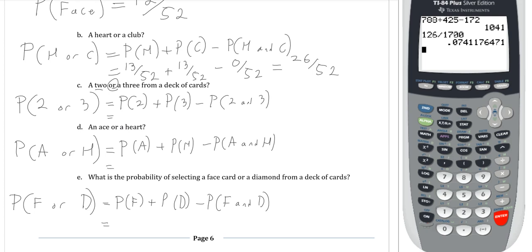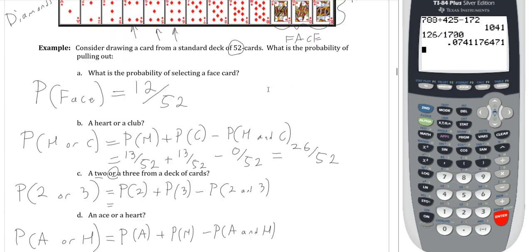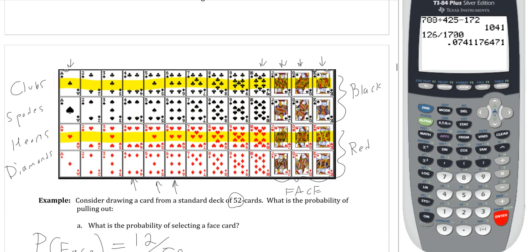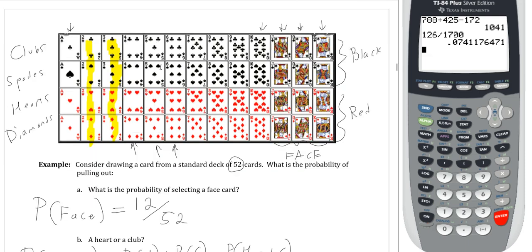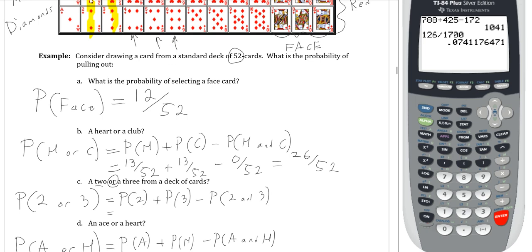So for 2 or 3, I look up at my list of cards, and I see for 2s and 3s, I see that there are these 4 2s here, and for the 3s, I see these 4 3s. When I shaded, I did not see anything in common between the two, so there is no overlap. Overall, that means that they're disjoint again, so it's 4 out of 52 plus 4 out of 52 minus 0 out of 52 cards, being both of them, gives me 8 out of 52.